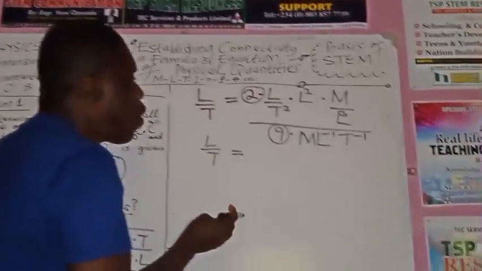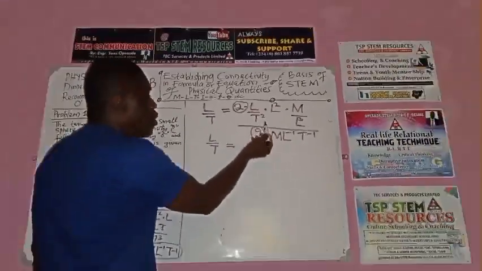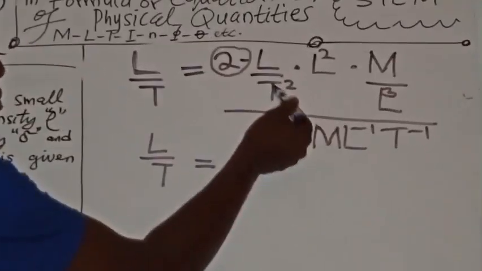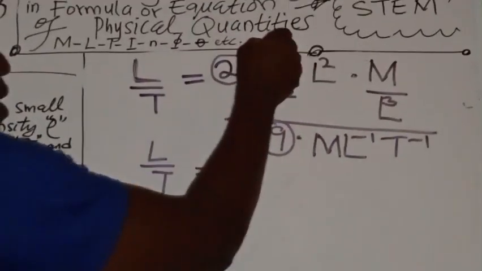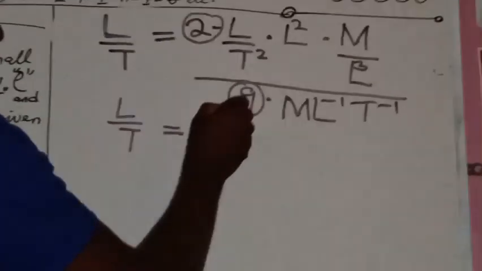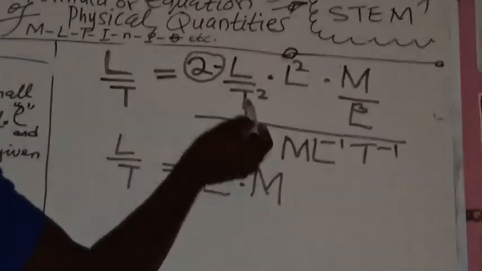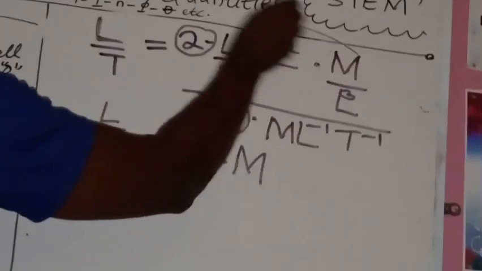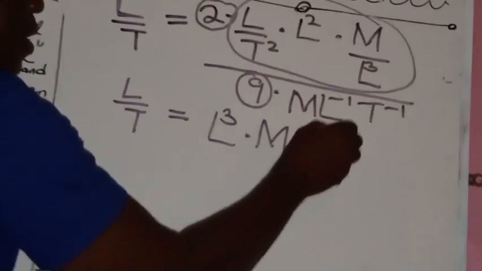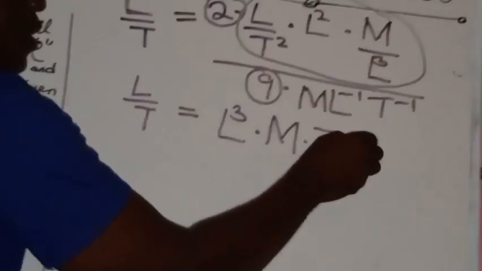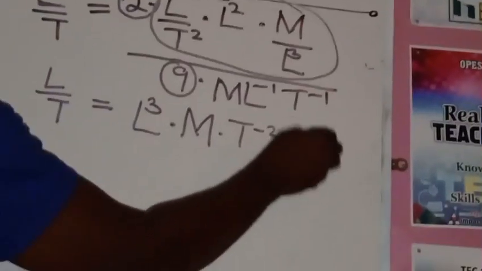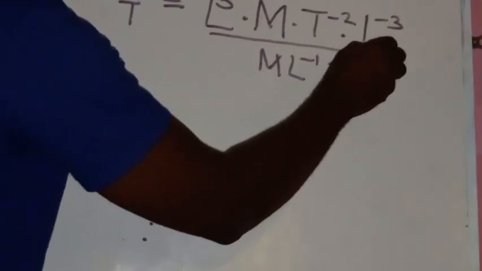Now let's see what we are going to do here. All these ones can come down. It depends on what you want. Okay, let me start with this. This is L raised to power 3. That is L times L squared dot M. Now I want to take this. I'm still dealing with the numerator of this fraction. I want to take this up. That will be T minus 2 dot. I want to take this up. That will be L minus 3 divided by M L minus 1 T minus 1 exponent.